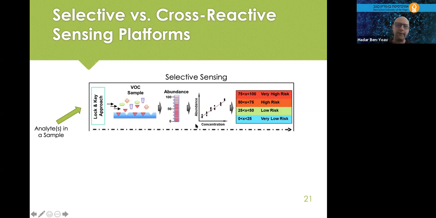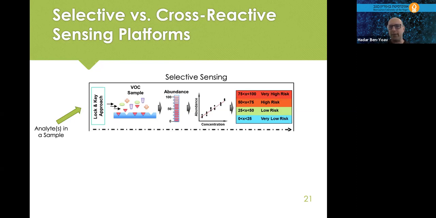And then we can have a regression model, a kind of correlation between the signal and the concentration. And we have a very nice calibration curve. And you can say, okay, if we are in this range, it's very high risk, low risk, and very low risk, depending on the range, the number that you get. This is called selective sensing. And we showed it in examples during this lecture, during this course.